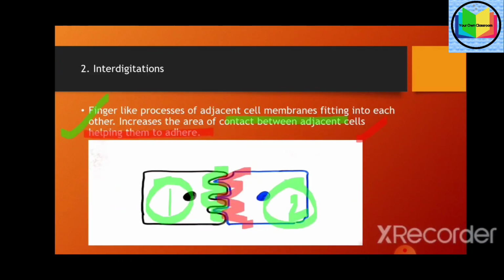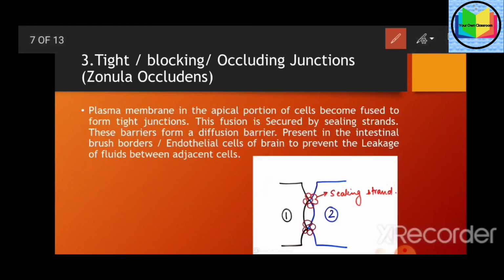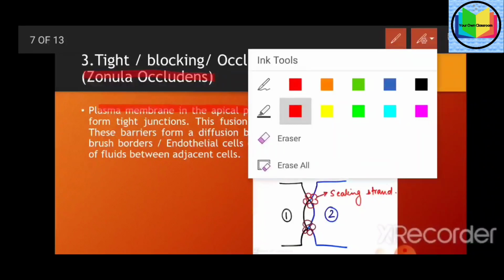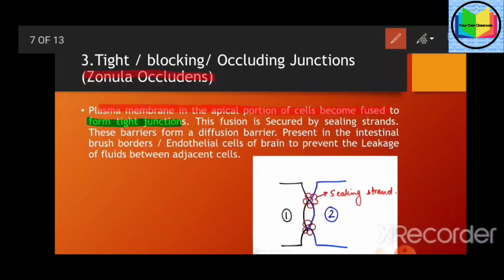Now we will look at another kind of specialized junction, and this is the tight junction, also referred to as blocking junctions or occluding junctions. The meaning of occluding is the same as blocking. So the occluding junction is also referred to as Zonula Occludens. Remember it, it is called Zonula Occludens. So what happens? Plasma membrane in the apical portion of the cells becomes fused to form tight junctions. The fusion is secured by sealing strands.